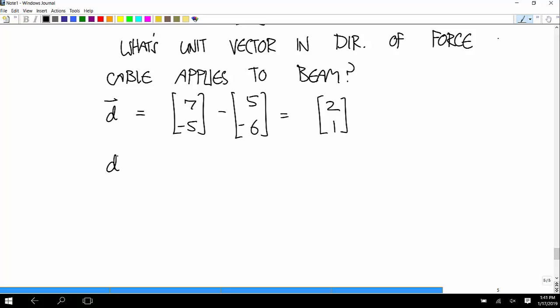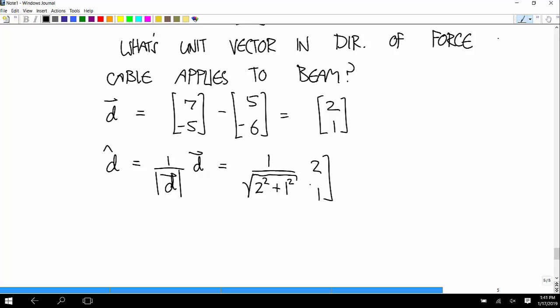And now the unit vector in that direction is just equal to 1 over the magnitude times the vector. So that's 1 over the square root of 2 squared plus 1 squared, times 2, 1. And so that's 2 over root 5, 1 over root 5.